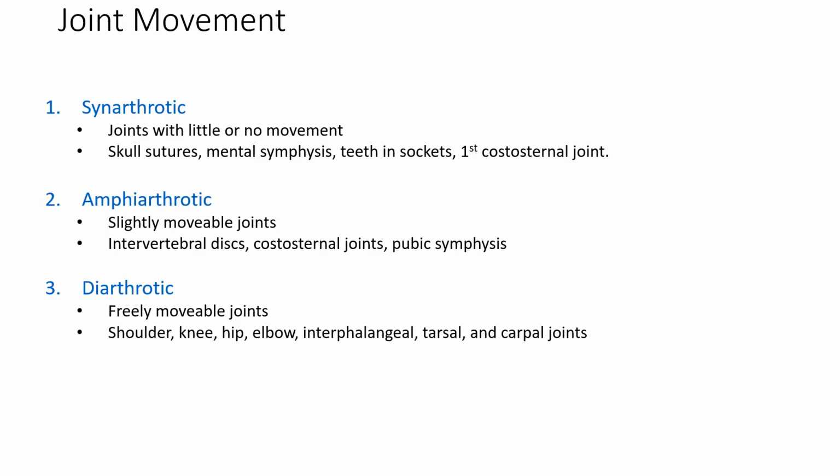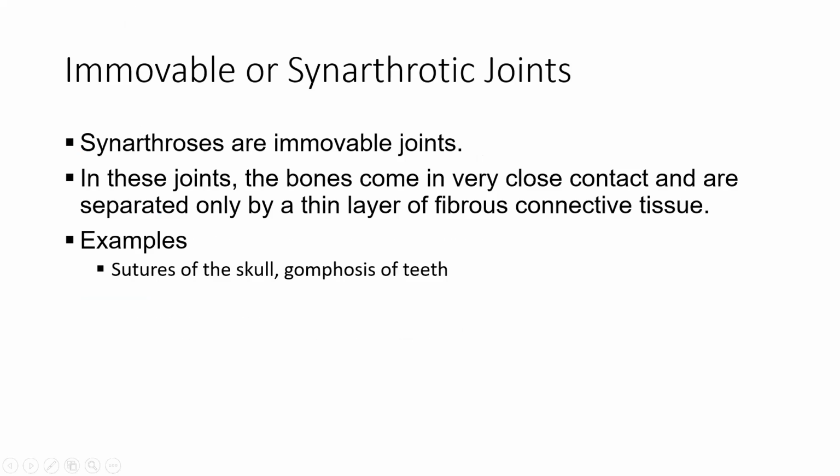And the most common type of joint in our body is the diarthrotic or freely movable joint. Our shoulder, our knee, our hip, our elbow, the interphalangeals, meaning our fingers and toes, the tarsal bones, the bones of the foot, and the carpal joints, bones of the wrist. These are the types of movement that we encounter. So let's take a closer look here.